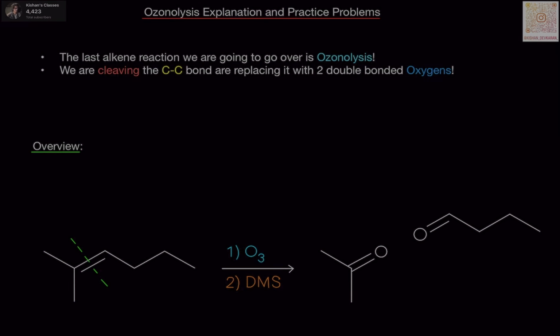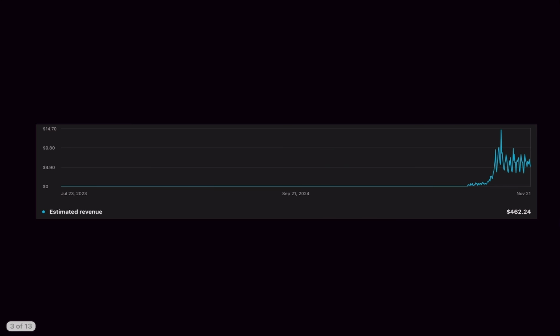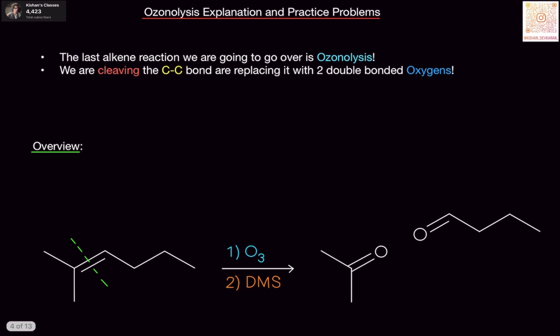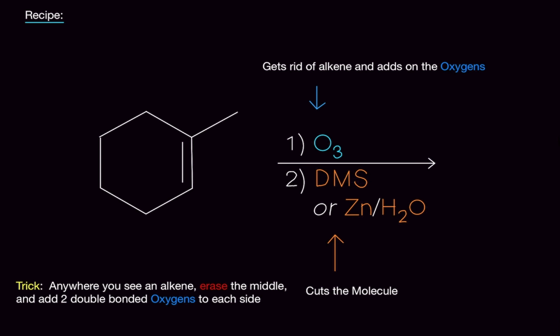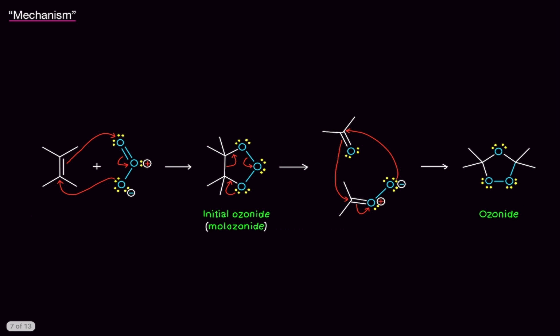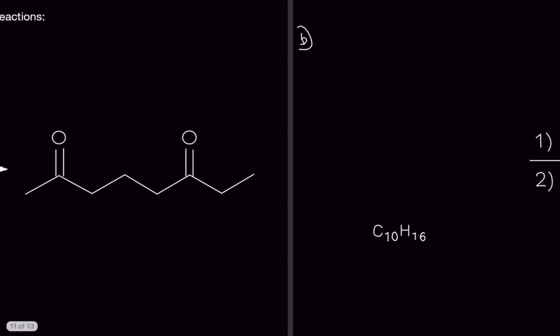Alright, welcome back. In this video we're going to go over ozonolysis explanation and practice problems. Here is what we're going to do. I'm going to go over the overview of ozonolysis. We're going to talk about ozone. We're going to talk about the recipe for ozonolysis. We're going to talk quickly about the mechanism. I'm not really going to go over this because it's not too important. I highly doubt you're going to be asked about this. Then we have a lot of practice problems to go over because I really want to make sure you guys are prepared.